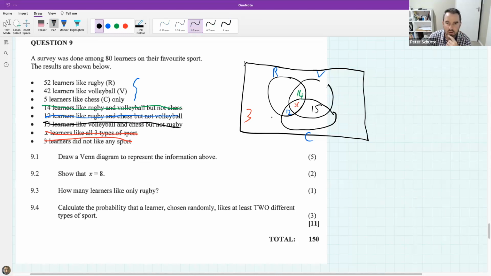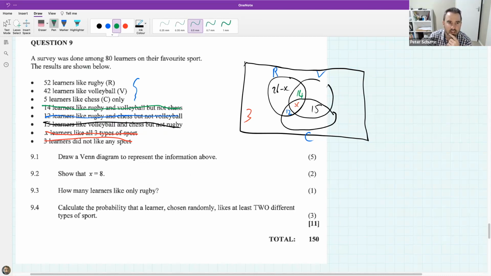And now I'm going to go to this one over here. This is where it gets a bit more exciting, but not that much more, because rugby is 52, so this is just going to be 52 minus 14 and 12 is 26, minus the x. So if I do that with a calculator, what's 52 minus 26? That's 26 there. So we get 26 minus x here.